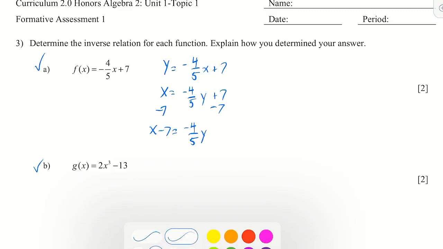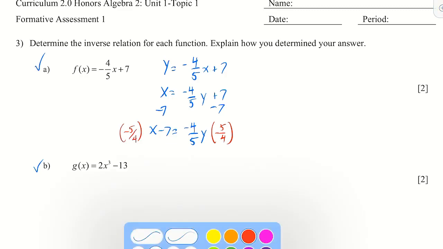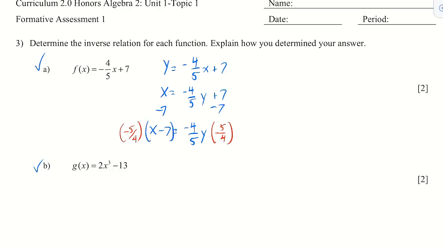And then to undo this negative 4/5, I'm going to multiply by the reciprocal, which is negative 5/4. But you'll also notice that if I multiply the other side by negative 5/4, I'm not just doing it to the x or the negative 7, but I'm doing it to both of them. So I need to make sure that that's in a quantity. So those two cancel. So I'm ultimately left with y equals negative 5/4, and then we'll have x minus 7 on the outside. And so this is what we call our inverse function.